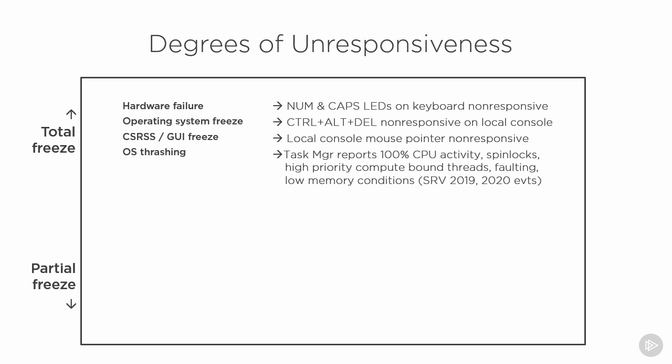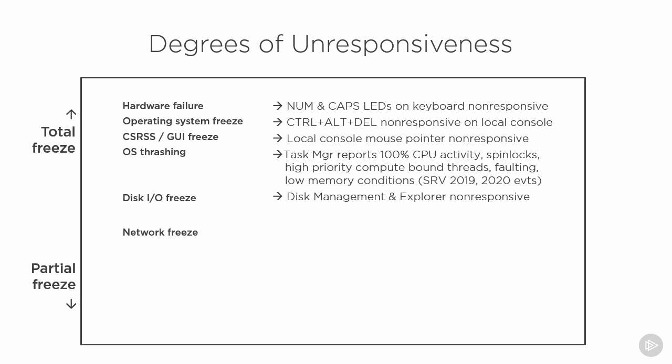Here, you might want to use the Task Manager to see if there are some runaway threads out there, or maybe spin locks or deadlocks or low memory conditions, such as an Srv 2019 event or a 2020 event. A disk I/O freeze can also occur, and you'd want to use perhaps the disk management tool or Explorer to check to see if any disk drives are non-responsive.